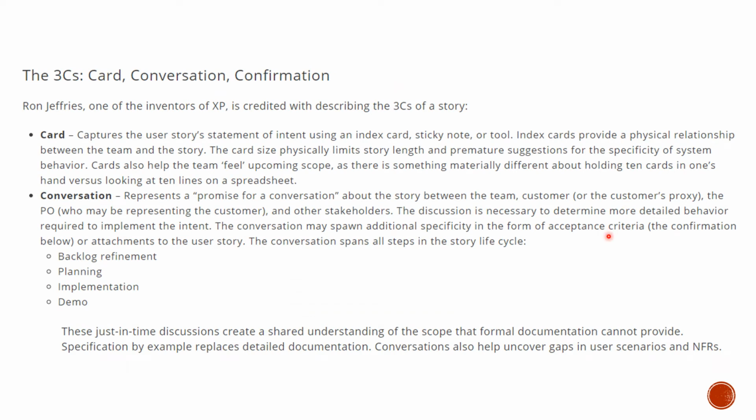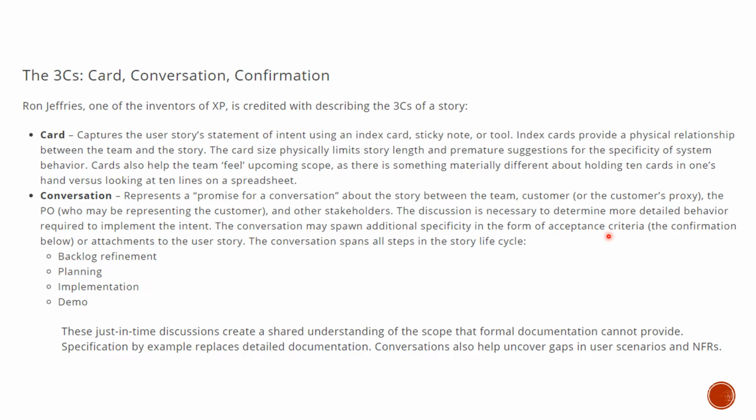There is another aspect of ensuring that you write a good story: the three C's: card, conversation, and confirmation. Ron Jeffries, one of the inventors of XP, is credited with describing the three C's of a story. When I say a story should be in a card size, it should fit in an index card or a sticky note. That can be a tool like Jira or Azure DevOps, where you can put it right in a simple box. That's the meaning of a card from a user story perspective. A user story should be small enough, brief enough, to talk about that simple information: as a user, I want this so that I will get that report.